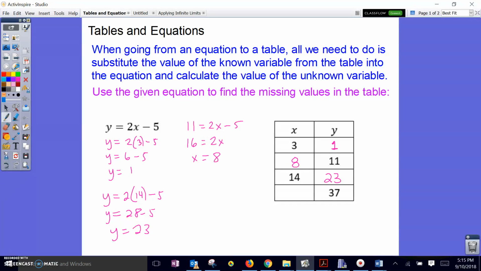And the last one, we have that y is 37. So we're going to put 37 into this equation for y and solve it for x. And we'll add 5 to both sides and divide both sides by 2. And we get that the x value is 21. And we filled all our values into our table. And that's how we can go from an equation to a table.